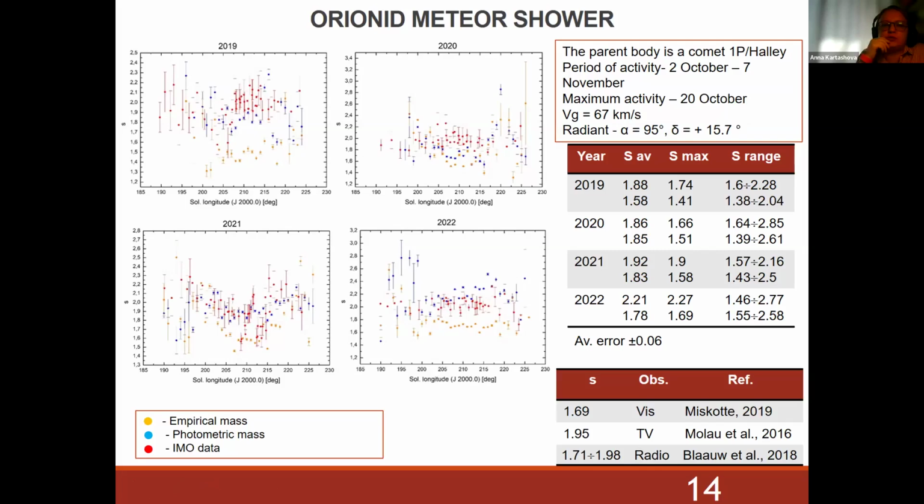In the Orionid meteor shower, I mean that for one set of observation data, we have very different s values. You can see here. Yes, okay. And probably they all have different ages. Okay, okay. We continue our work.